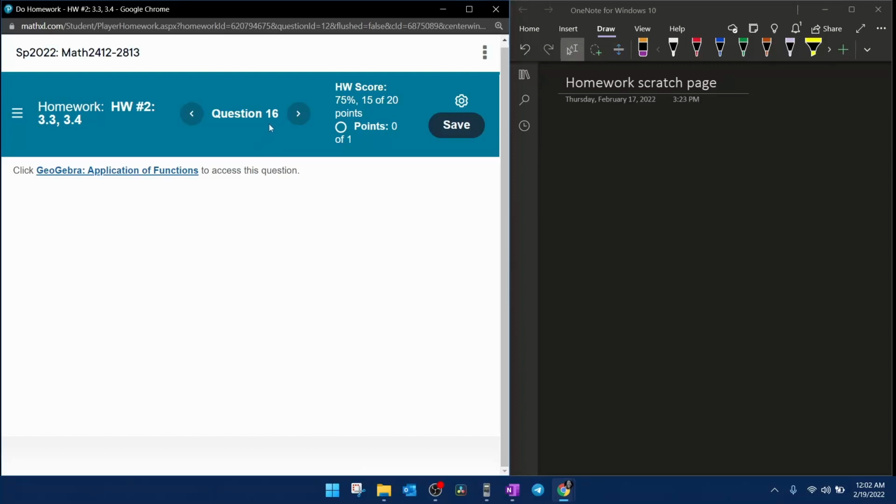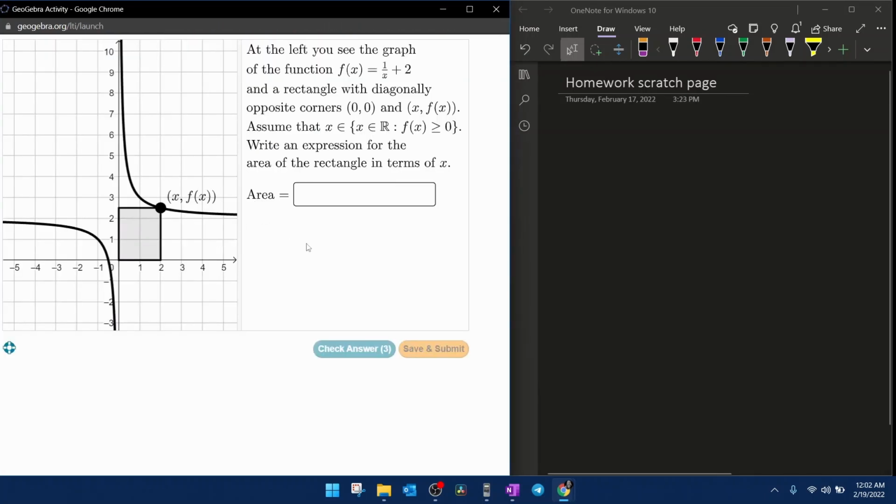All right, here we go. Question 16 from our pre-calculus homework number 2 in MyLab Math. We have a GeoGebra problem. We need to click the link and open the GeoGebra window.